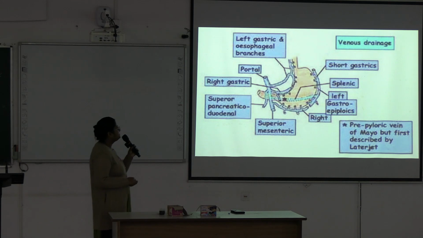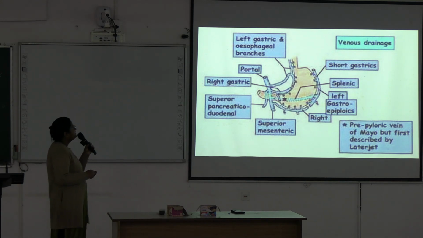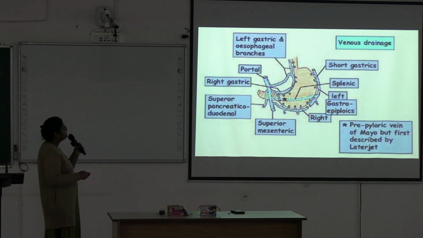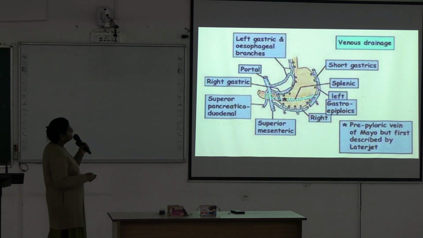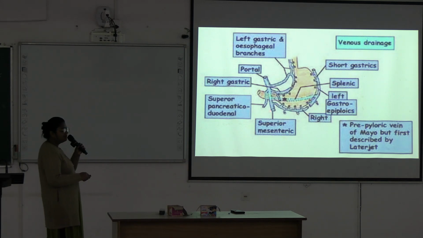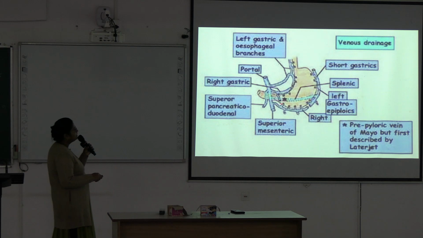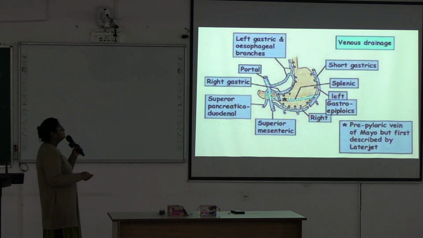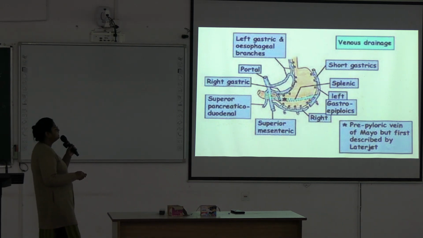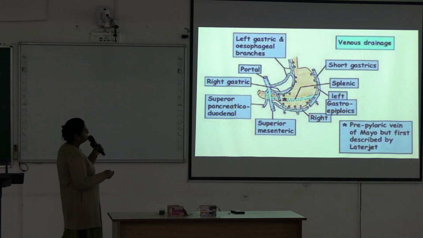So this is schematic presentation of venous drainage. Left gastric and esophageal branches, they are draining into portal vein. Right gastric also draining into portal vein. Okay, superior pancreatico-duodenal is also draining into portal vein. And this right gastroepiploic draining into superior mesenteric vein, left gastroepiploic and short gastric, these are draining into splenic vein. And splenic vein and superior mesenteric vein, they are joining to form the portal vein.